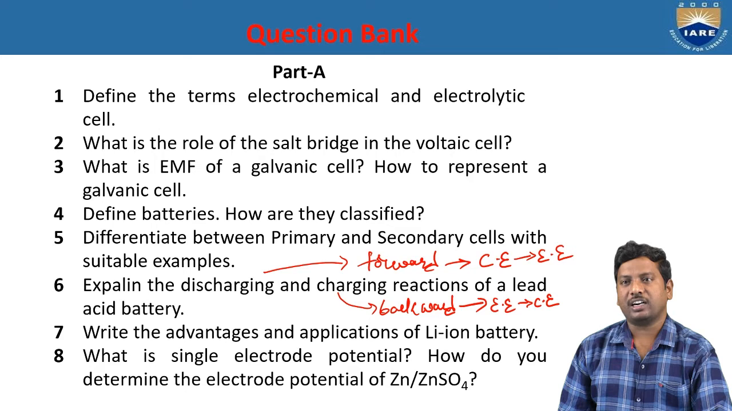What is the single electrode potential? How do you determine the electrode potential of zinc in zinc sulfate? The electrode may undergo either a tendency of losing or gaining electrons when it is dipped in its own ionic solution. The zinc electrode dipped in zinc sulfate solution has an oxidation potential, and according to the electrochemical series it is equal to minus 0.76 volts.